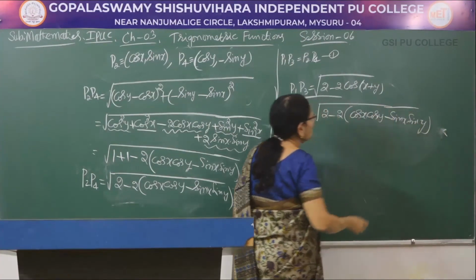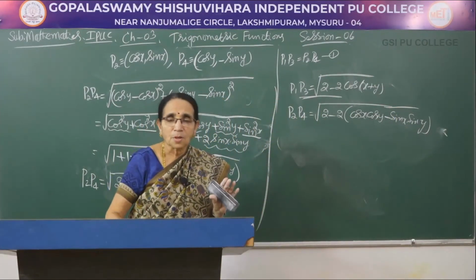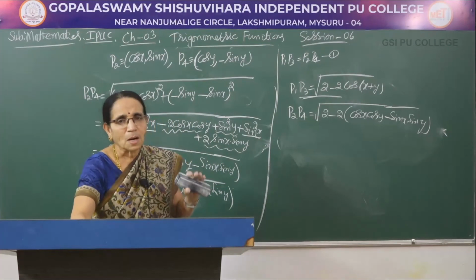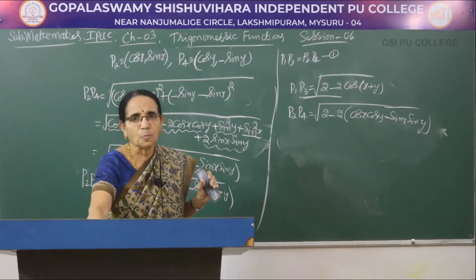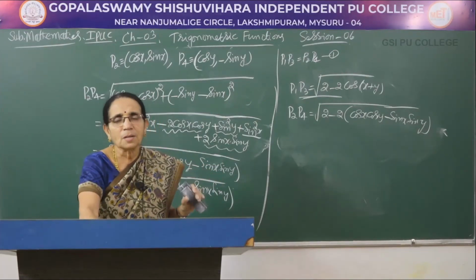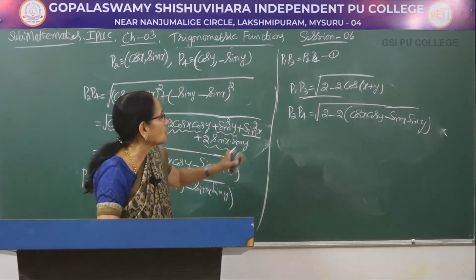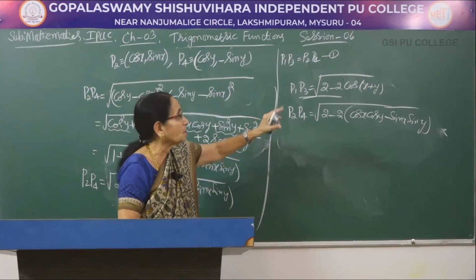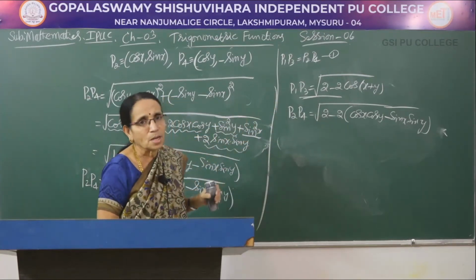Sin x into sin y. So we had considered 4 points and marked the angles properly. We got the coordinates of the 4 points and joined those lines. There were 2 triangles. We compared the triangles and saw that the triangles were congruent. Therefore, the other sides of both the triangles, P1P3 and P2P4, were equal to each other.